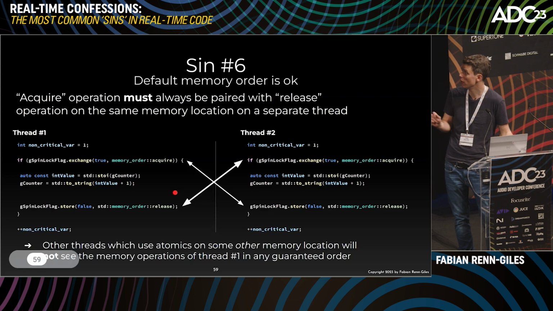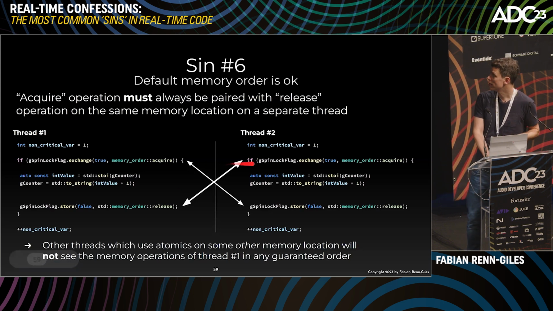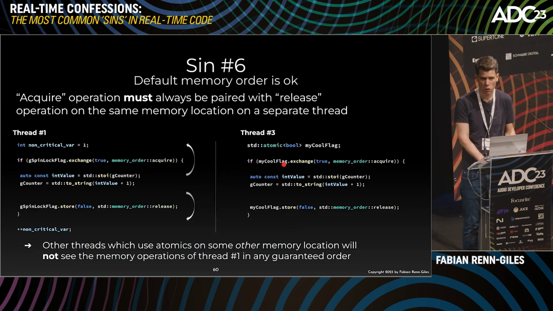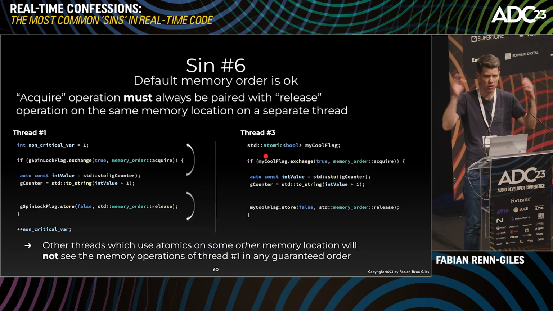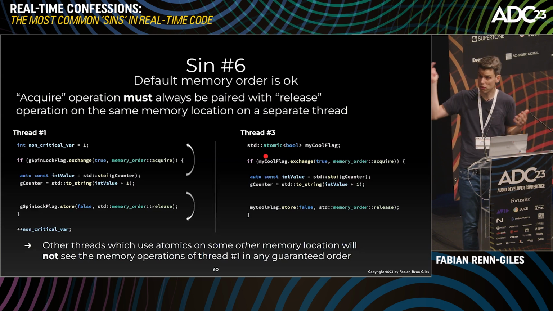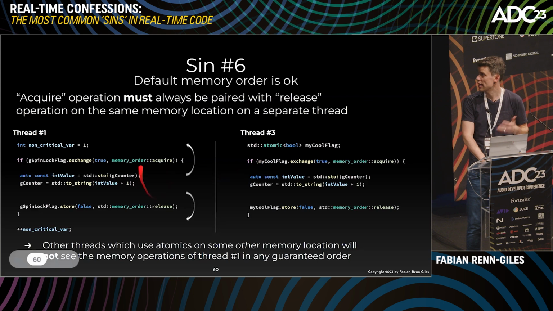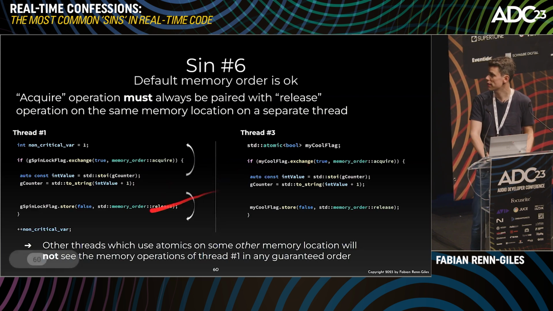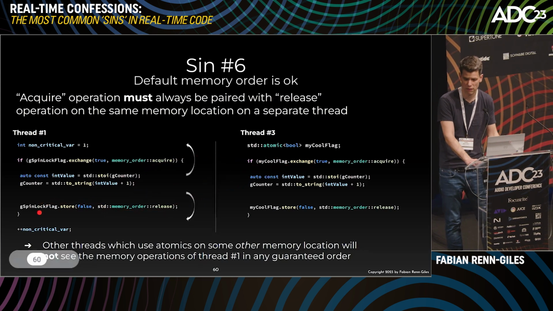Now you have to be careful about this condition that it has to be on the same memory. If I have a third thread that has exactly the same code, but it doesn't operate on the same flag, it operates on a different piece of memory, then that guarantee no longer holds. This third thread will see, again, any order of these instructions, right? Because it's not doing the acquire on the same memory. It's doing it on this myCool flag instead of the gspin flag.